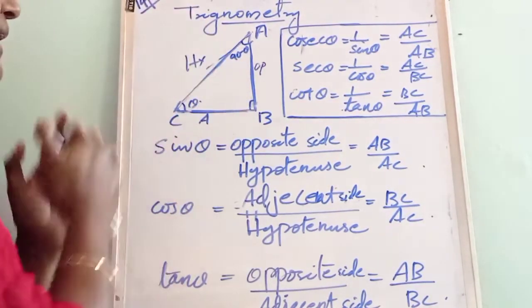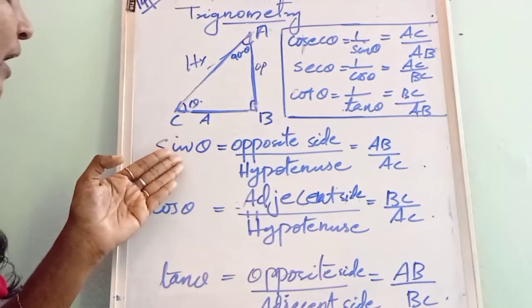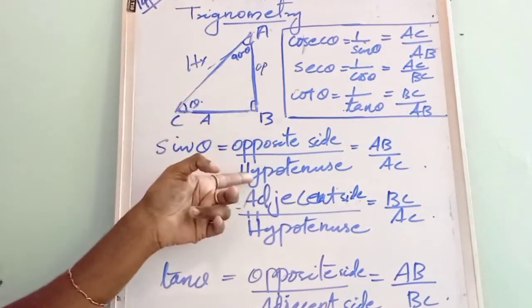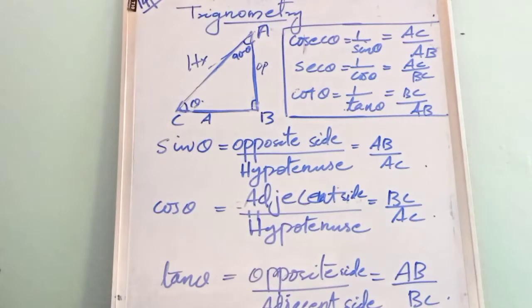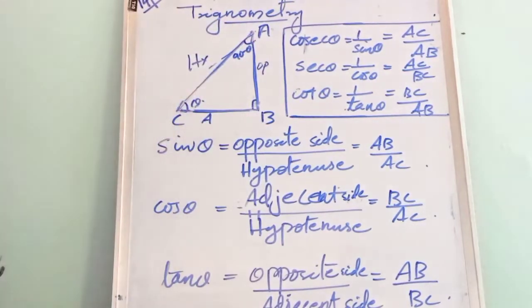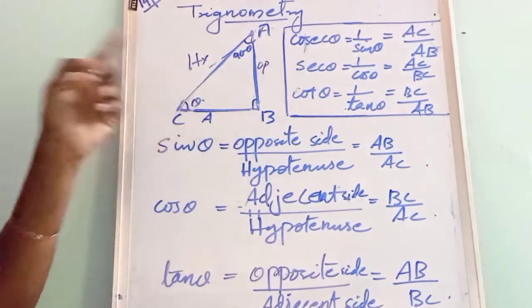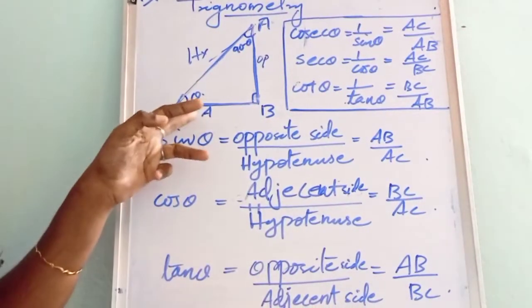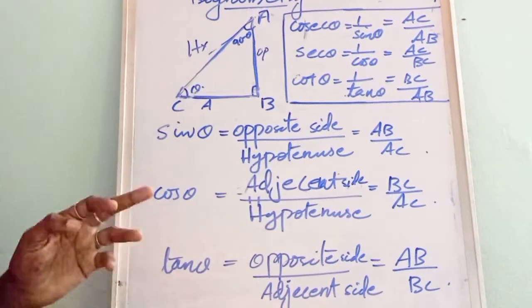Okay, then using these sides we can represent the different trigonometric functions. Let's see how we can represent the function sin theta. Sin theta is equal to opposite side divided by hypotenuse, that is AB divided by AC. The next is cos theta. Cos theta is equal to adjacent side divided by hypotenuse, that is BC divided by AC.